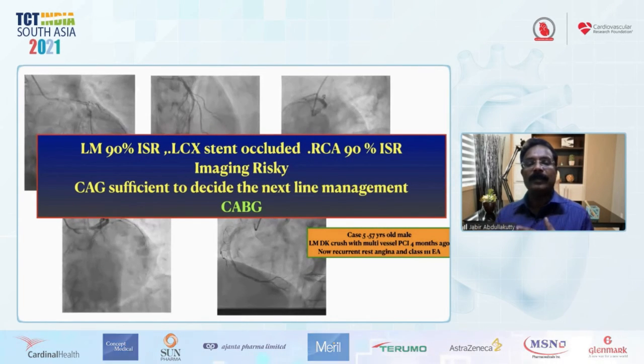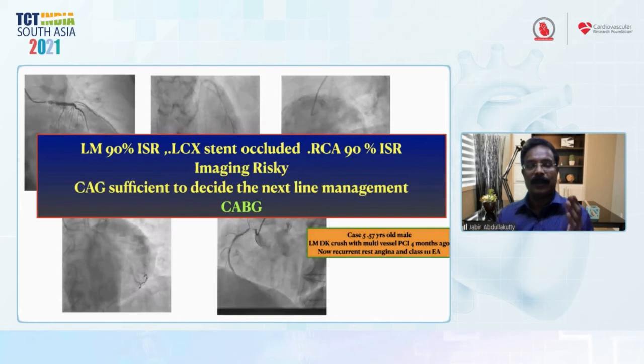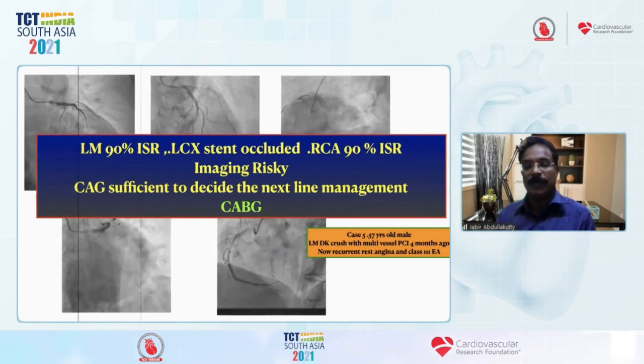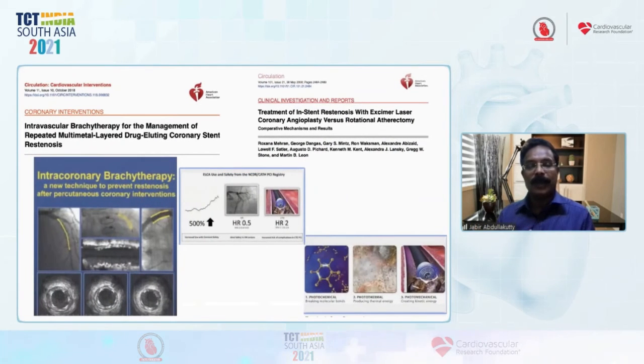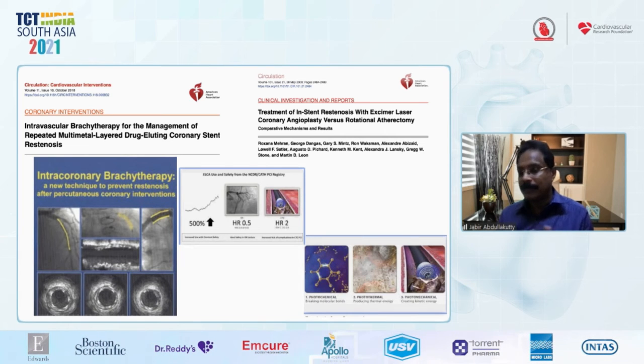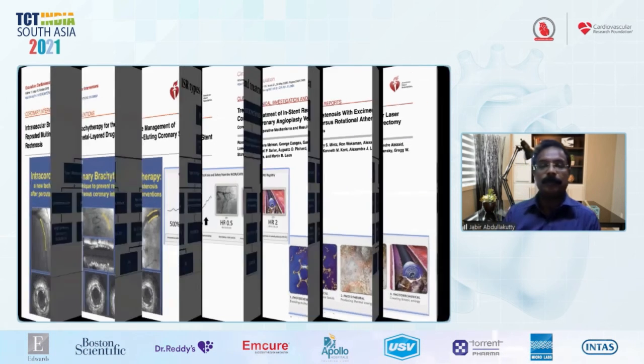And here, no other evidence is required. Coronary angiography is sufficient to decide the next line of management, which we thought is CABG. And there are two more modalities of therapy. One is the intracoronary brachytherapy. Another is the excimer laser coronary angioplasty. Both are useful, especially in recurrent restenosis with multiple layers of stents. I don't have personal experience with both these therapies.